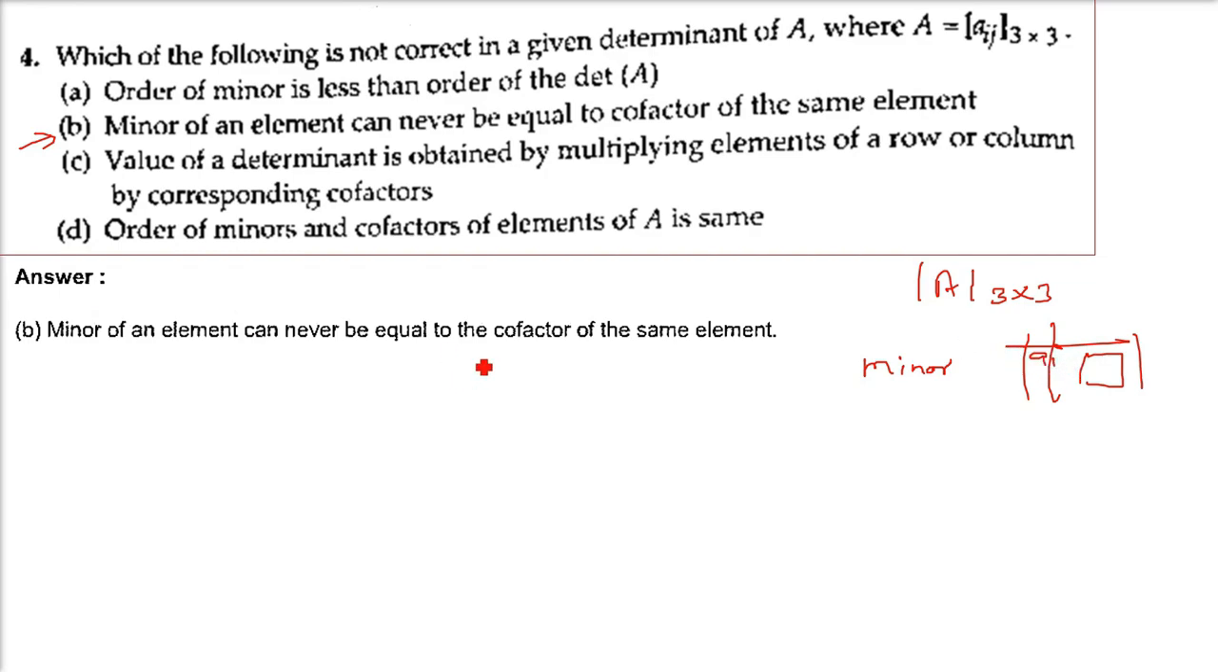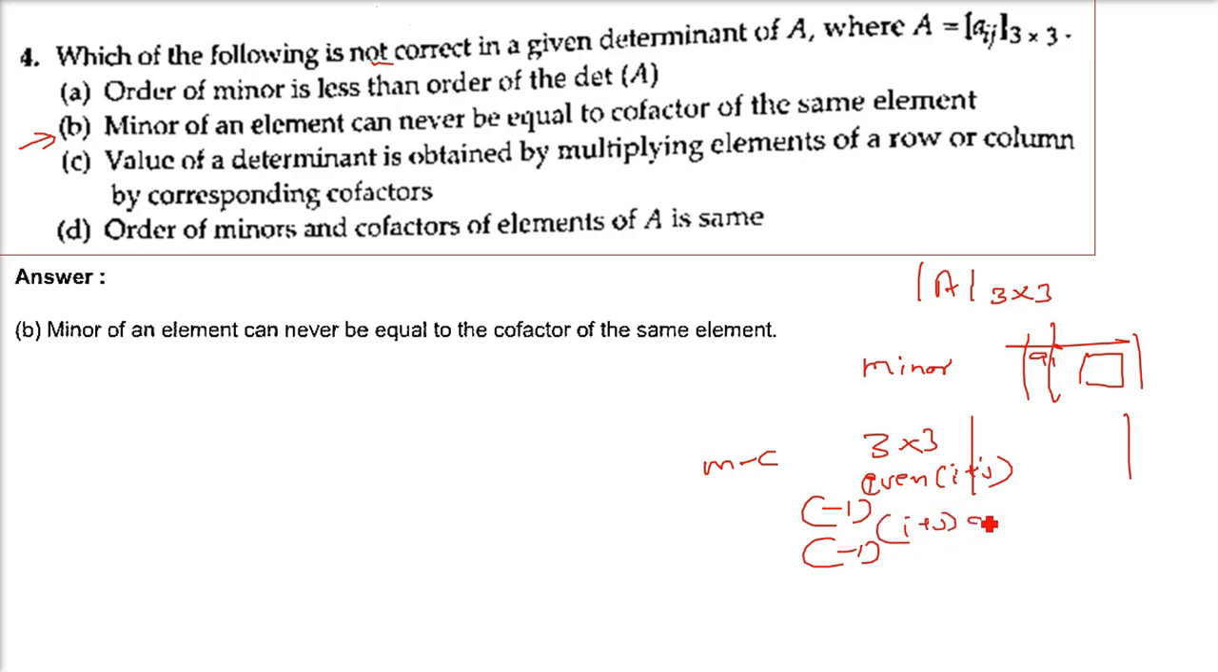The minor of an element will not always be equal to the cofactor, because there is a slight change in the negative sign. If you take a 3 by 3 matrix, wherever we have minus 1 to the power even, the minor and cofactor are the same. Whenever we have minus 1 to the power odd, I am talking about i plus j, row number and column number, then the minor and cofactor will not be equal. The only difference will be the negative sign. Minor will be equal to negative of cofactor and vice versa.